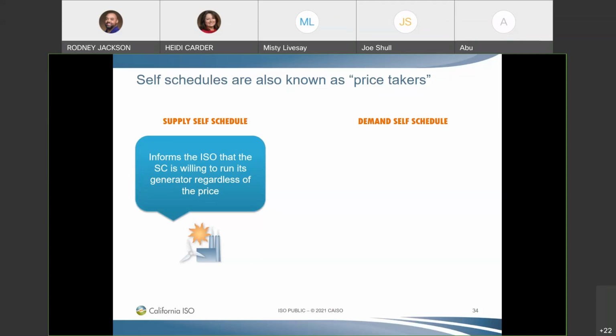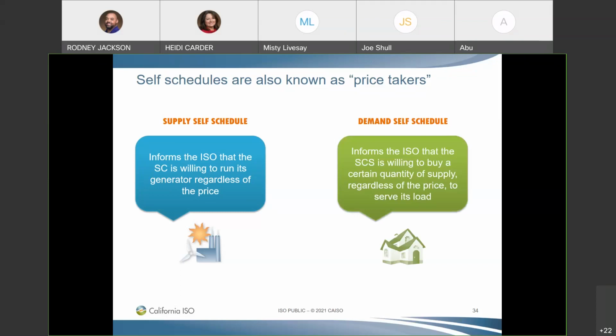On the other side of the coin, the load-serving entity could submit a sales schedule for 100 megawatts of demand in the day-ahead market. This signals to the market that they're willing to buy no matter what price clears the market. They might do this to ensure they have secure supply to serve their demand in advance of the real-time market, because they feel the price may be higher in real time.